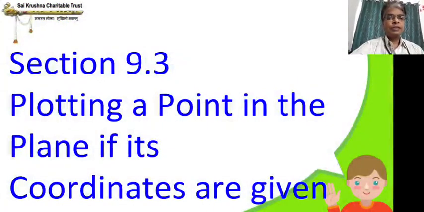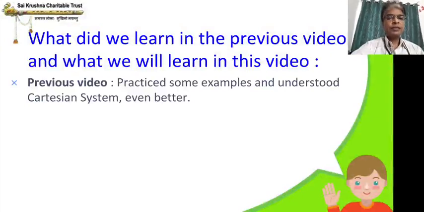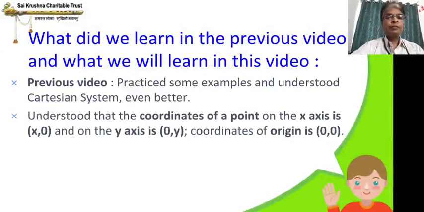So this is a new section, section 9.3, plotting a point in the plane if its coordinates are given. In the last video, we practiced some examples and understood the Cartesian system even better. We also understood that the coordinates of a point on the x-axis are (x, 0), because the distance from the x-axis is 0, and on the y-axis the abscissa is 0 and the ordinate is y, and the coordinates of the origin are (0, 0).